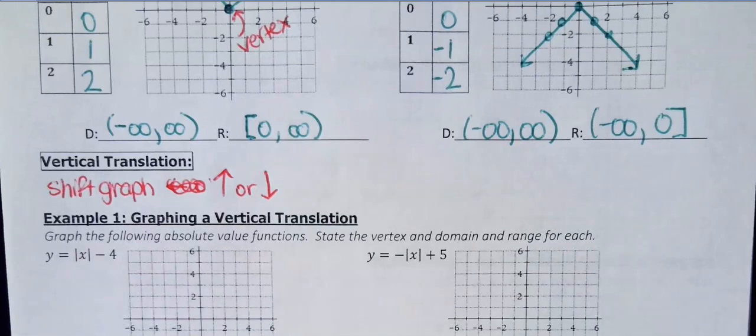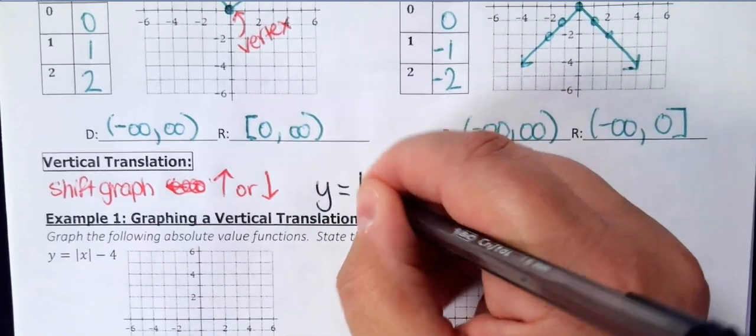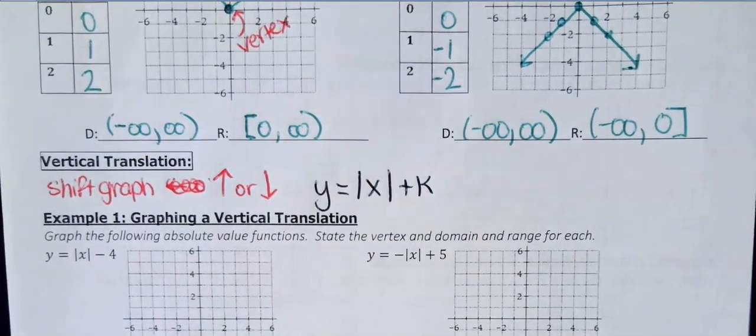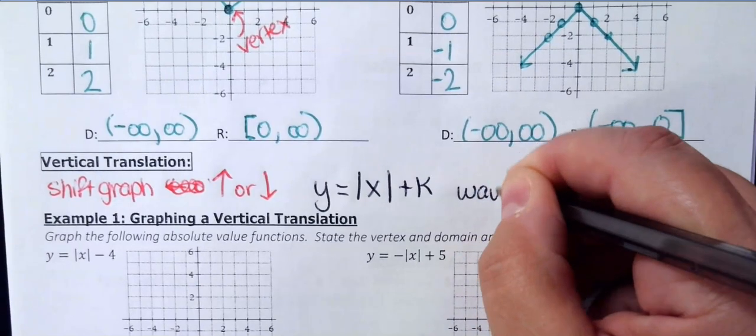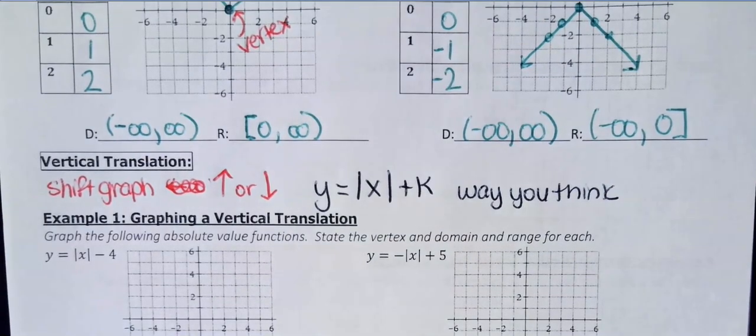Now I'm going to give you a general formula for this. So for a vertical translation, I'm going to write y equals the absolute value of x, and then I'm going to put plus k. K would represent a number, could be positive, could be negative. Outside the absolute value is going to shift the graph up or down the way you think. So if it's the absolute value of x plus 10, it's going up 10. If I have the absolute value of x minus 15, it's going to go down 15. So whatever that number is, it's going to go up or down exactly the way you would think.